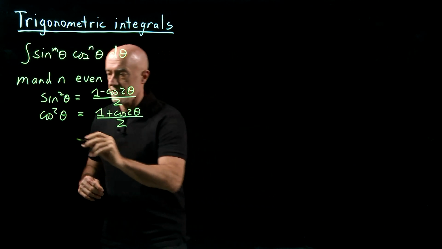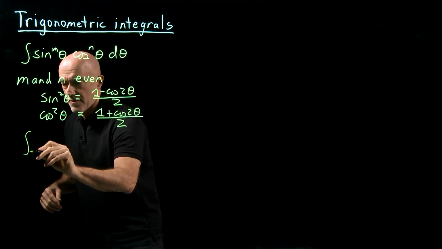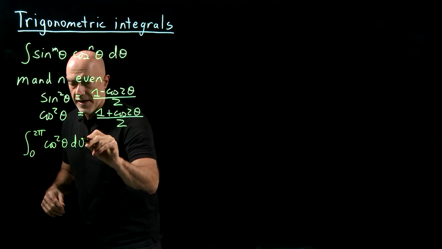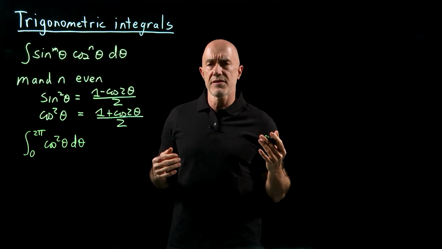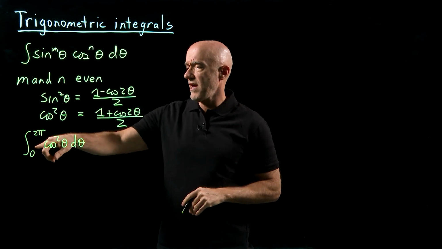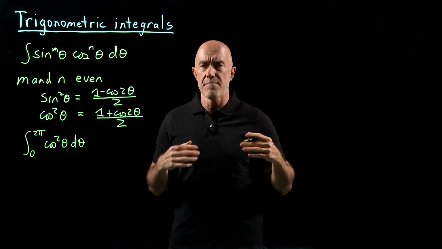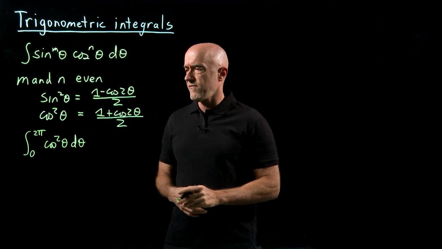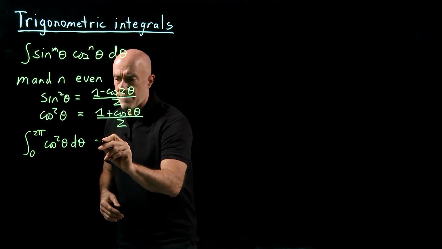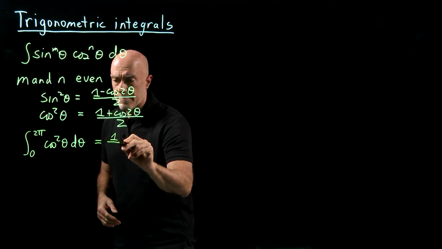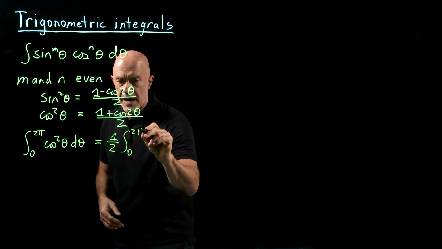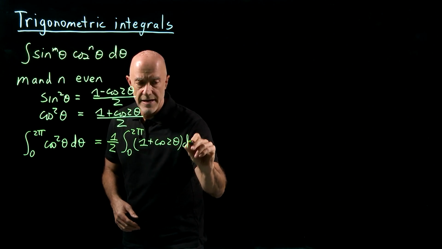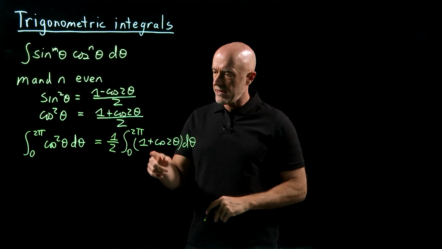So one integral that is very important is the integral from 0 to 2 pi of cosine squared theta d theta. Cosine squared is always positive, so when you integrate cosine squared, you're always going to have a positive result. So in order to do this, we can use the reduction formula for cosine squared. So that becomes 1/2 times the integral from 0 to 2 pi of 1 plus cosine 2 theta d theta, just directly applying the reduction formula.